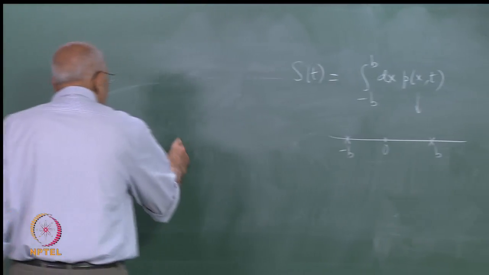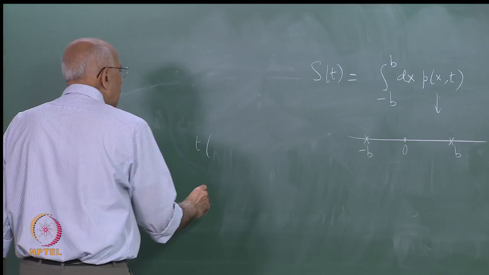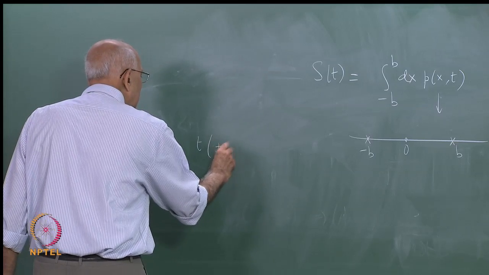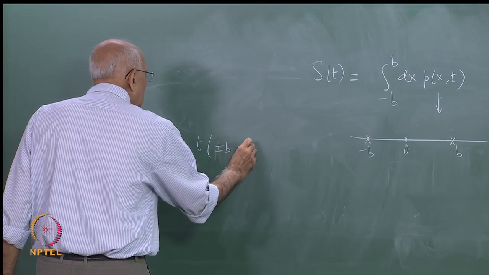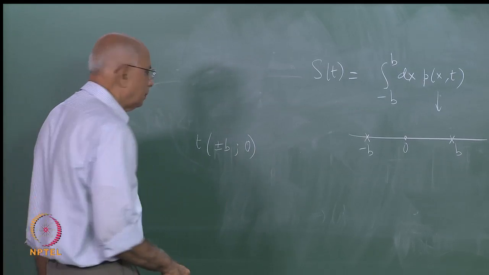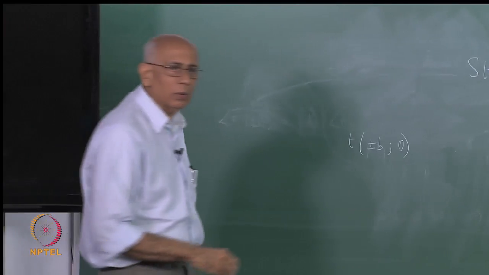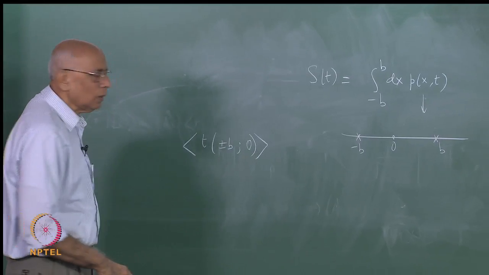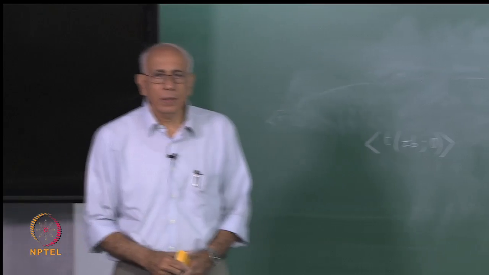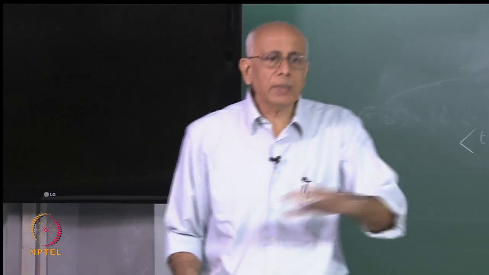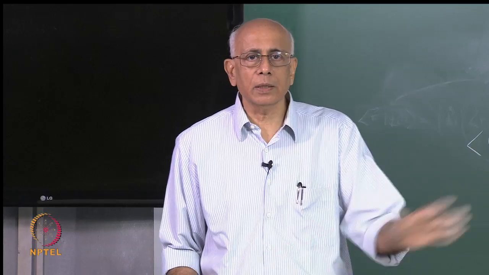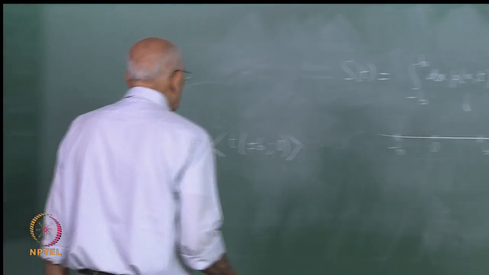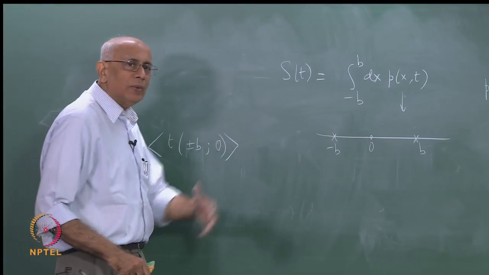So t for a particle which starts at 0 and hits the point either plus or minus b for the first time, having started at the origin at t equal to 0, and I want the average value of this quantity, right. And what is the average over? All possible random walks, all possible excursions of this particle. I would like to calculate this quantity. What do you think it is going to be?